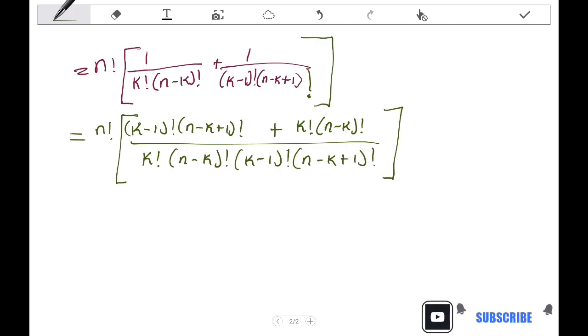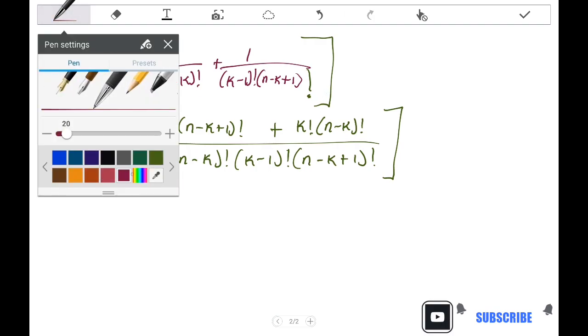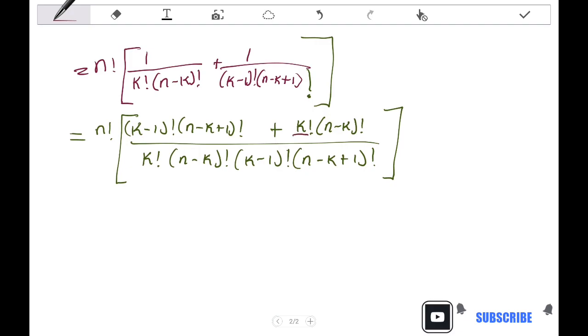Then after that you are going to apply the identities. Here I see k minus 1 and here you see k. So k minus 1 and k have a common identity. Since they have a common identity, we are going to change k to k minus 1, because remember that n factorial equals n multiplied by (n minus 1) factorial.